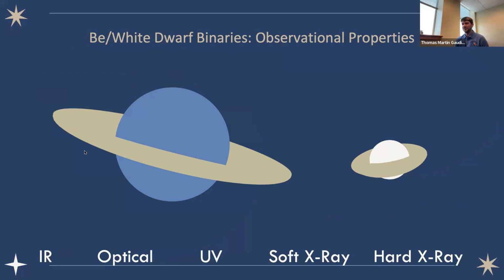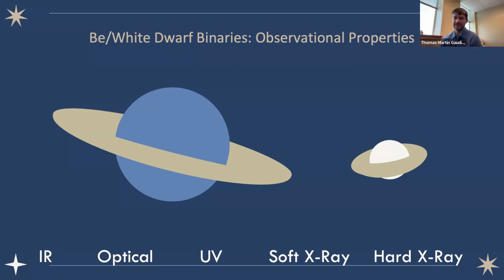This is a little cartoon that we can use to illustrate the observational properties of these systems to see where it might be possible to detect them. I've got here on the left our BE star, a very large blue star surrounded by a circumstellar disk of material. On the right, we have our smaller white dwarf surrounded by a small accretion disk. We can look at these properties from the infrared all the way into the soft X-ray, ending at about 2 kiloelectron volts, and all the way into the hard X-ray, going to 10 kiloelectron volts and beyond. Let's start by talking about the IR through UV properties of these systems.